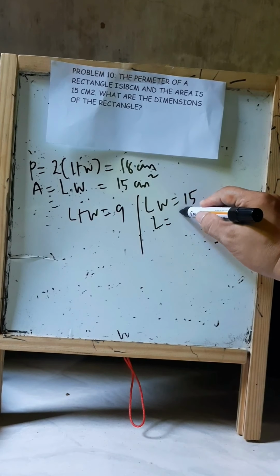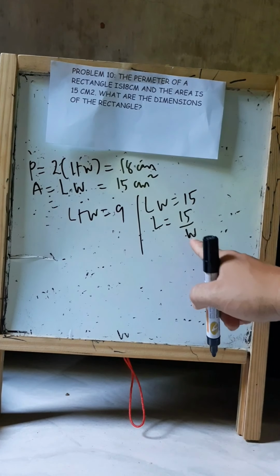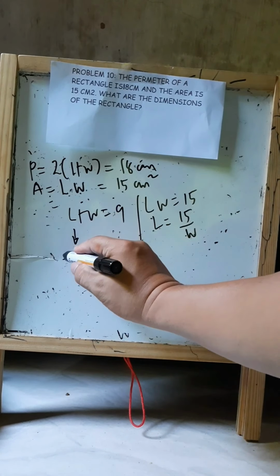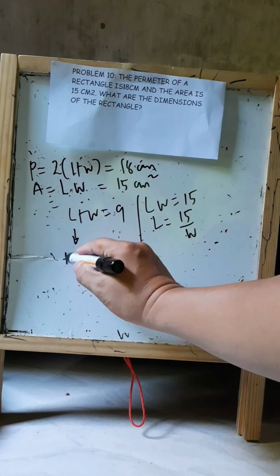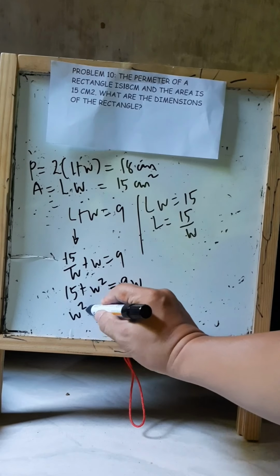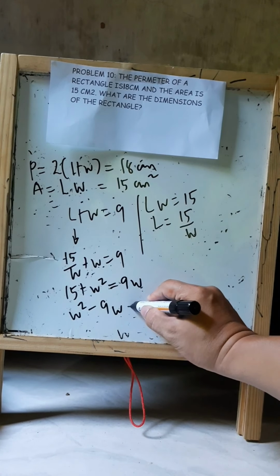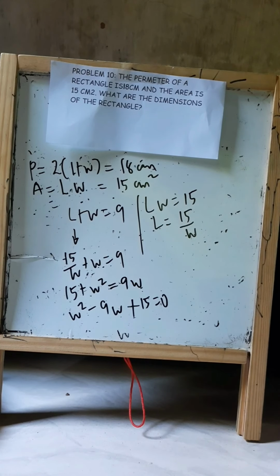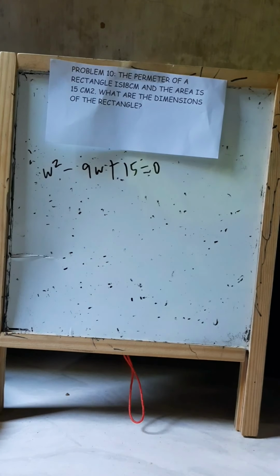We solve for L in terms of W. We have 15 over W. Then we're going to substitute this on this part. So we have 15 over W plus W equals 9. Multiplying the equation by W, we have 15 plus W squared equals 9W. Forming a quadratic equation, W squared minus 9W plus 15 equals 0. Okay, can we solve this by factoring? 5 times 3 is 15, but 5 and 3 is only 8. So we cannot solve this by factoring, only by quadratic formula or completing the square.